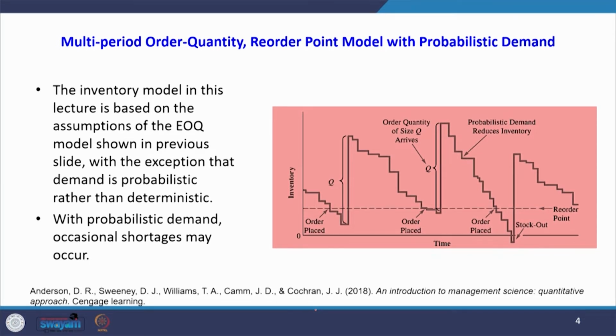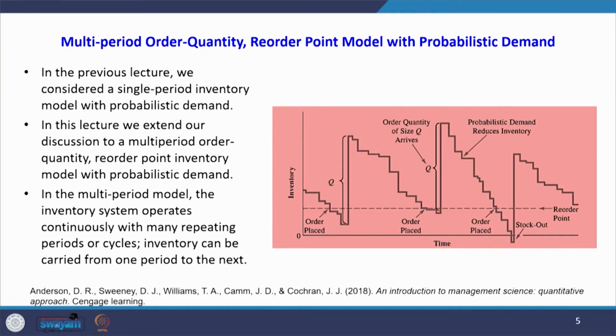Look at this, on the x axis there is time, on the y axis it is inventory, and there is a reorder point. You see the demand is not constant, it is probabilistic. As soon as the Q inventory is over, again we are going to order, but the order replenishes instantaneously. Q is the ordering quantity. This is our reorder point. Sometimes, since the demand is probabilistic, there is a chance there will be a stockout. So, this problem we are going to consider in this lecture.